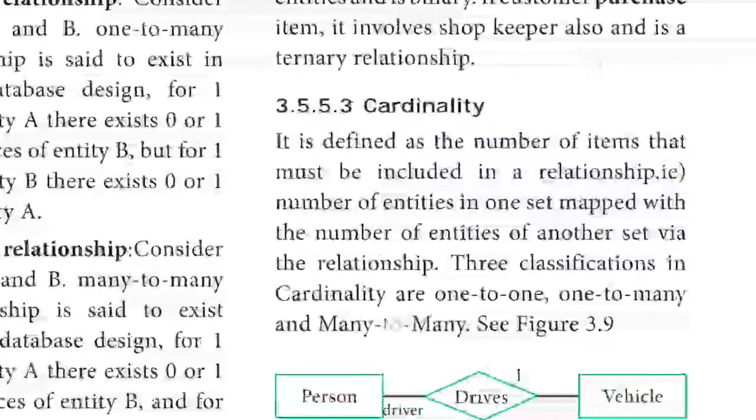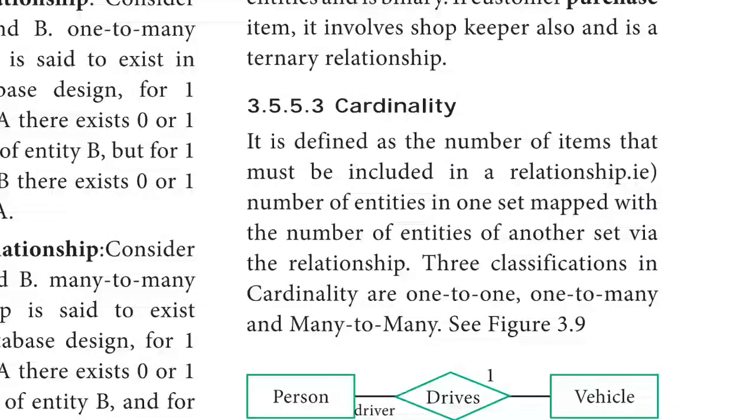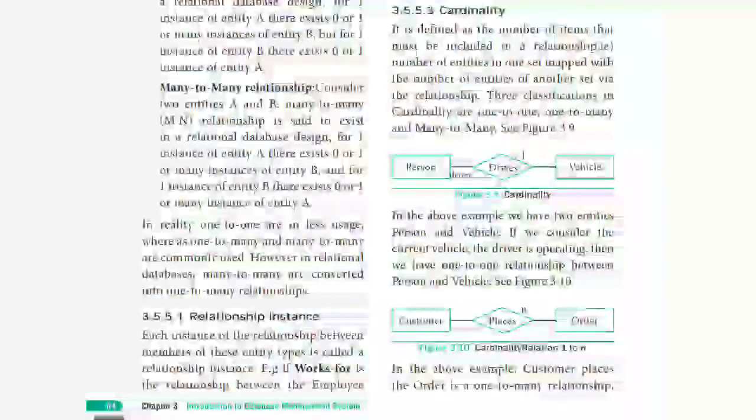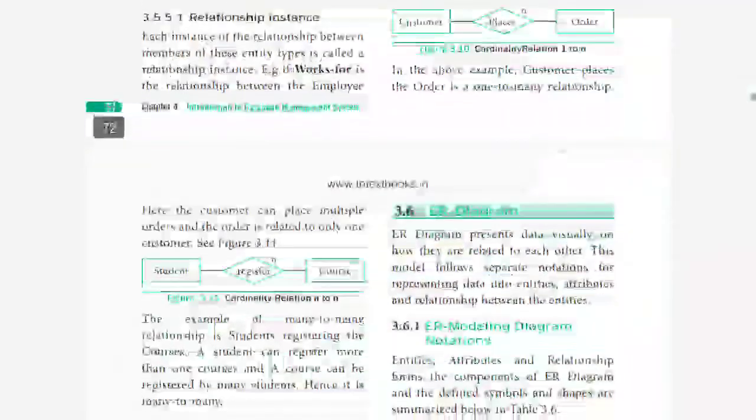Next is cardinality. It is defined as the number of items that must be included in the relationship. That is, the number of entities in one set mapped with the number of entities in another set by the relationship. The three classifications in cardinalities are one to one, one to many, and many to many. The same thing. This is explained here: one to one, one to many.